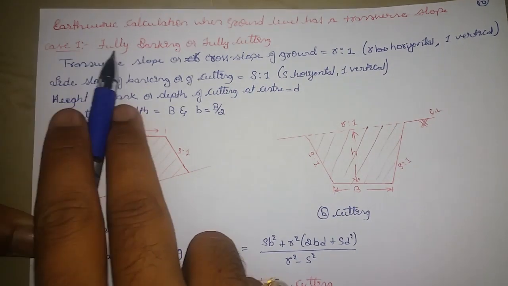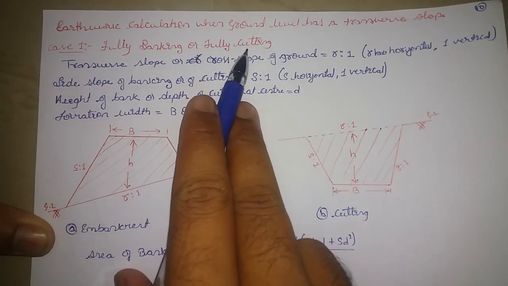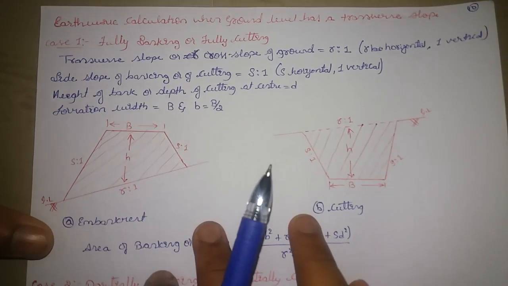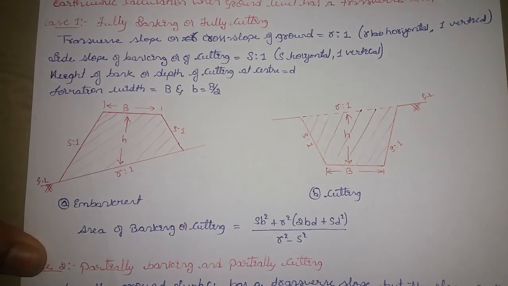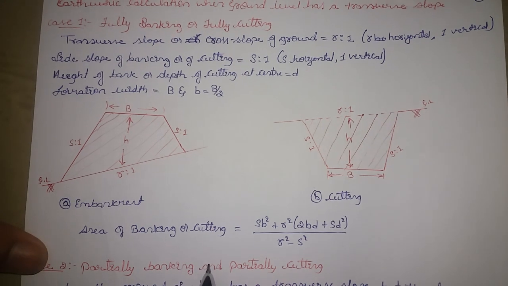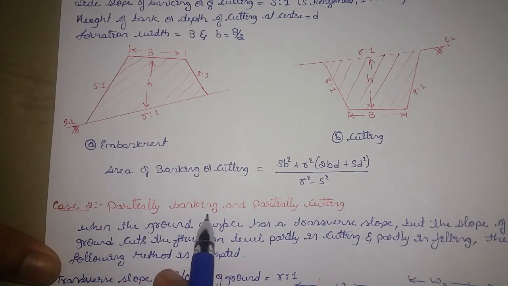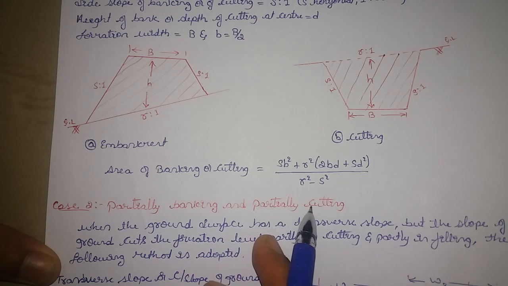In case one, fully banking or fully cutting, you can see in the diagram how the fully banking and fully cutting look. And case 2 is partially banking and partially cutting. So this is case 2.